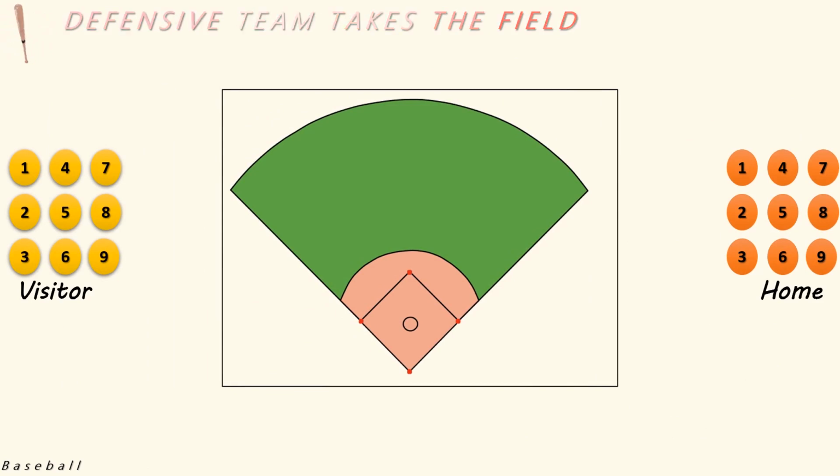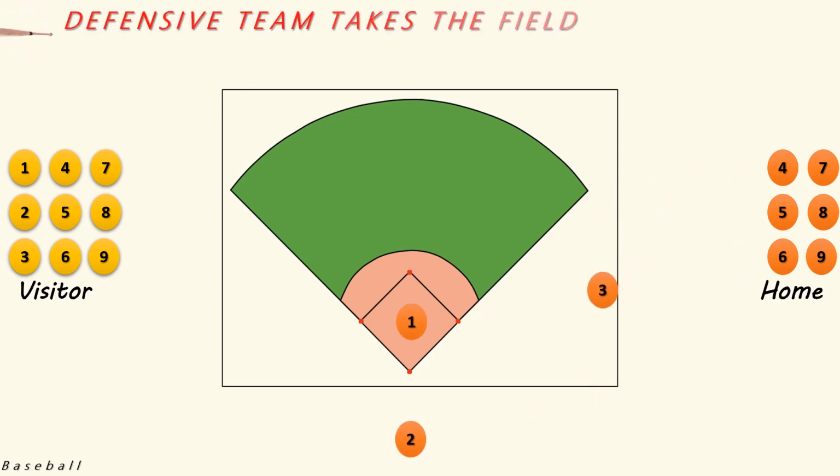Understand the layout of the fielding team on the baseball field. A catcher stands directly behind the home plate. The pitcher takes his position within the pitcher's mound. Except for the catcher and the pitcher, all other fielders can stand anywhere in the fair territory.